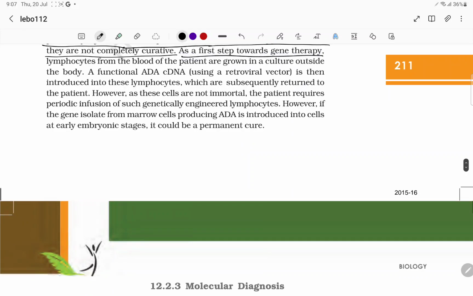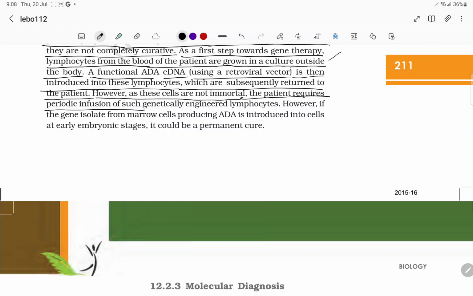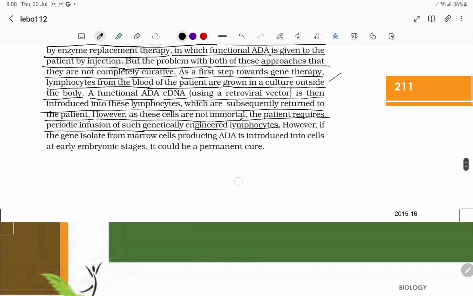As the first step towards gene therapy, the lymphocytes from the blood of the patients are grown in a culture. So in the first step, what we are doing is we are taking the lymphocytes and growing them in culture outside the body. A functional ADA cDNA, usually in a retroviral vector, is then introduced into these lymphocytes, which are subsequently returned to the patient. However, as these cells are not immortal, the patient requires periodic infusion of such genetically engineered lymphocytes.